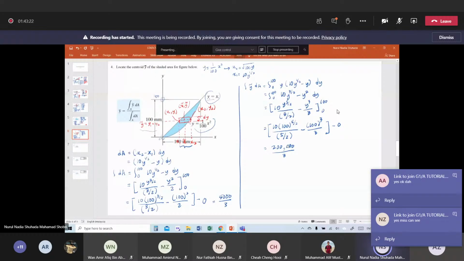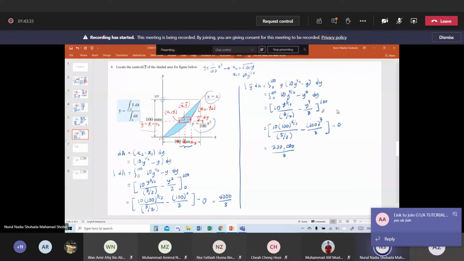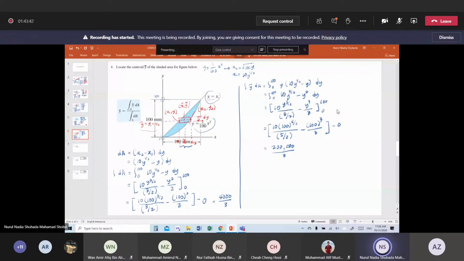So this is the value of integral dA and this is the value of integral y at the center times dA. Now we can directly find the center of y. You guys just divide this by this. This will equal 40 mm. So this is the answer.